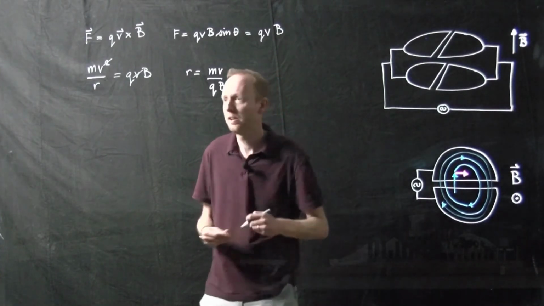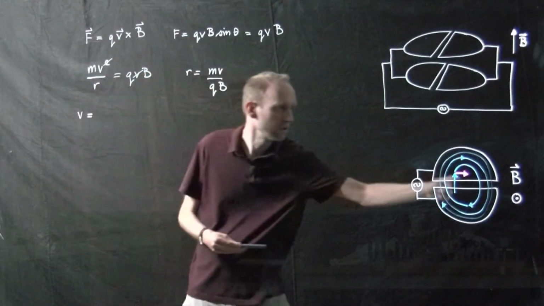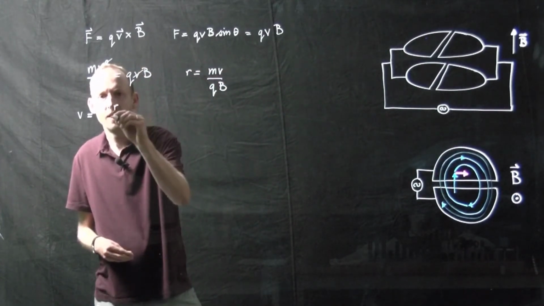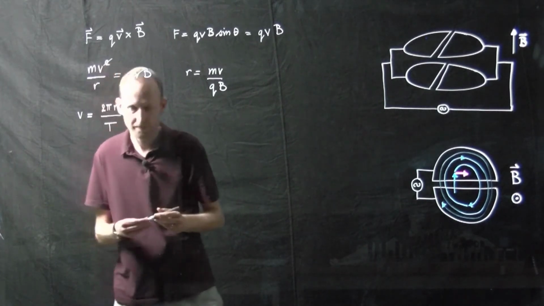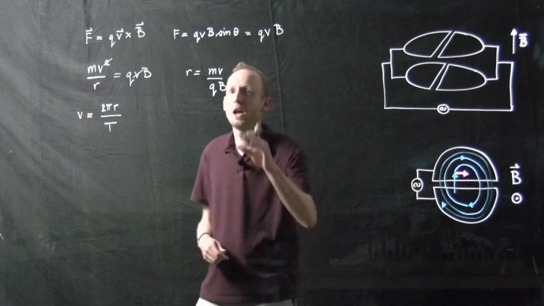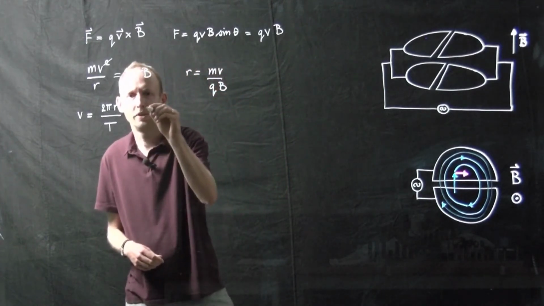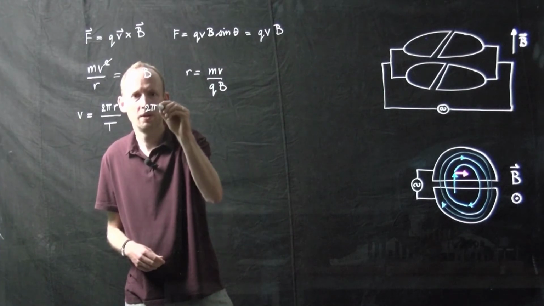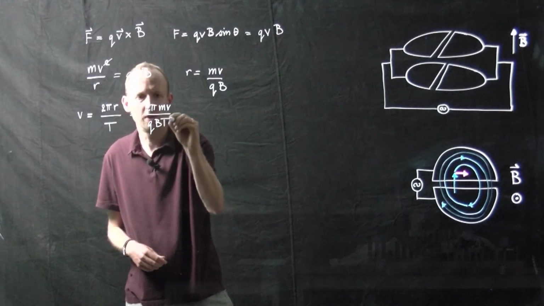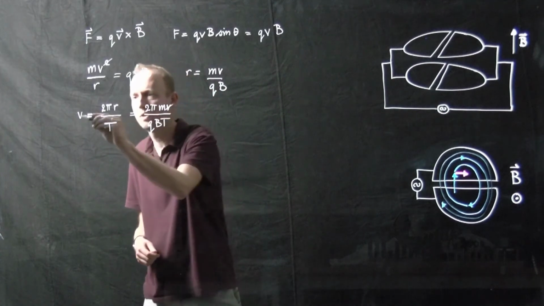We can also say that the velocity of the proton, v, is the circumference at a certain point, so that is 2 pi times r, divided by the period of motion, the period that it takes to complete one revolution. If we now substitute the r that we found here in this expression, we find that v equals 2 pi mv divided by q times b times t. And interestingly, we see again that there's a v on either side, which we can cancel out.